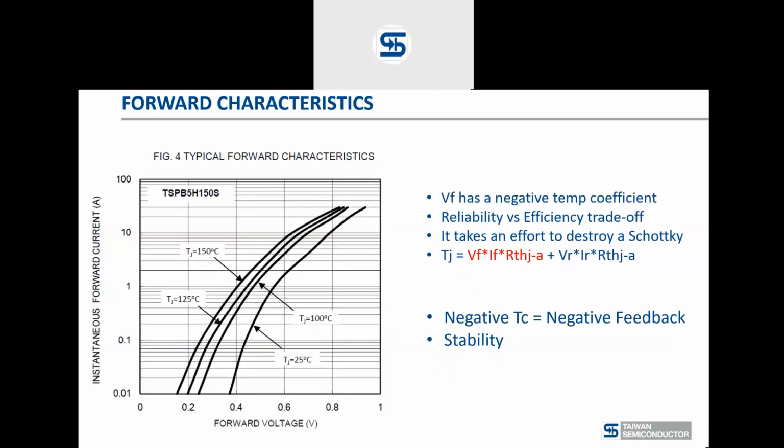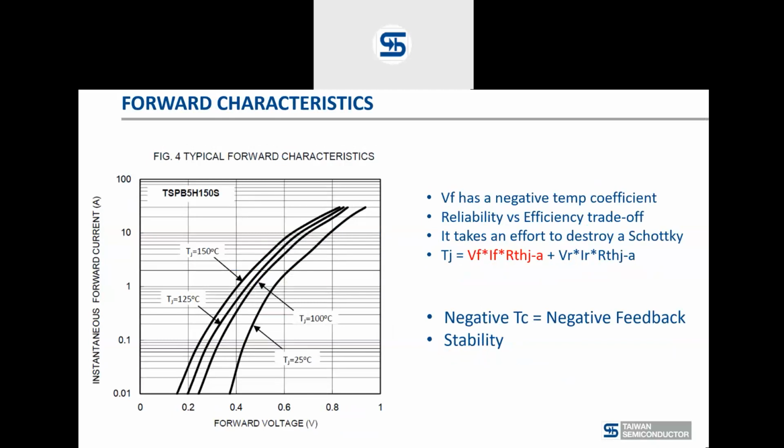Forward characteristics: normally the dominating loss in a Schottky diode is the forward characteristic. It's easy to see. I mean, you have 5 amp here, and you're going to go, let's say, at 500 millivolts or something like that, or in this case, 600 millivolts. Then you're talking about 3 watts, so that's usually higher than the reverse leakage, but not always. We'll see that a little bit later.